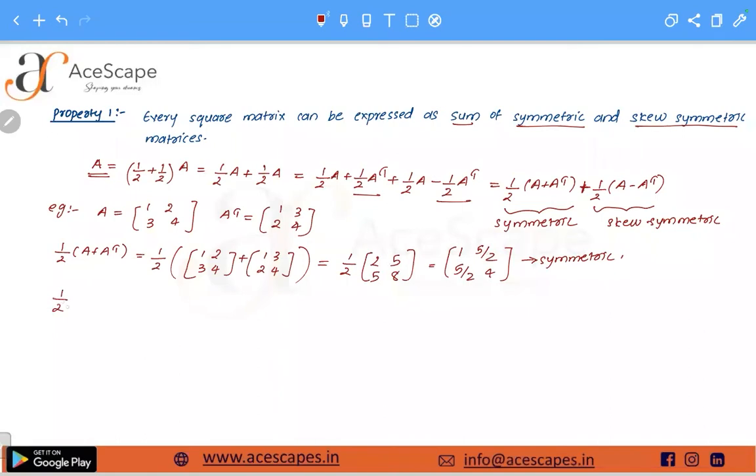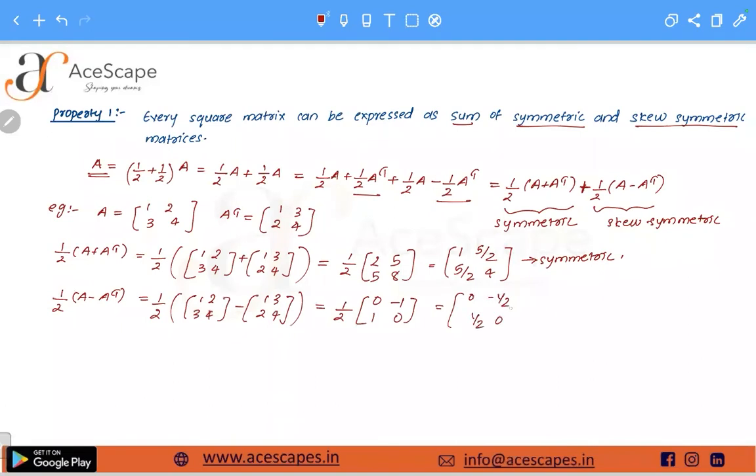Now, if I am calculating half of A minus A transpose, it is equal to half of [1, 2; 3, 4] minus [1, 3; 2, 4]. Similarly, like in addition, we also do the element-wise subtraction, which is 1 minus 1, 0; 2 minus 3, minus 1; 3 minus 2, 1; 4 minus 4, 0. This is equal to [0, minus 1/2; 1/2, 0]. We can see that this is a skew symmetric matrix. All the diagonal elements are 0 and also A12 is equal to minus of A21.